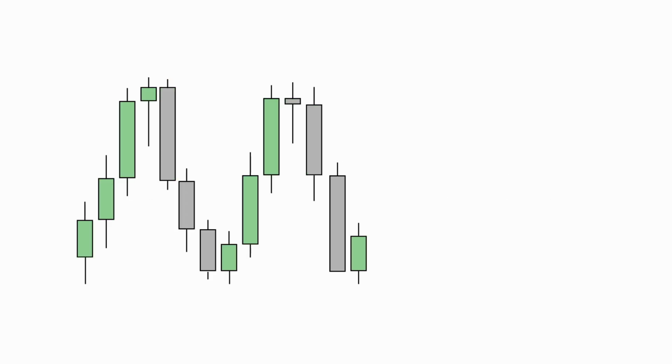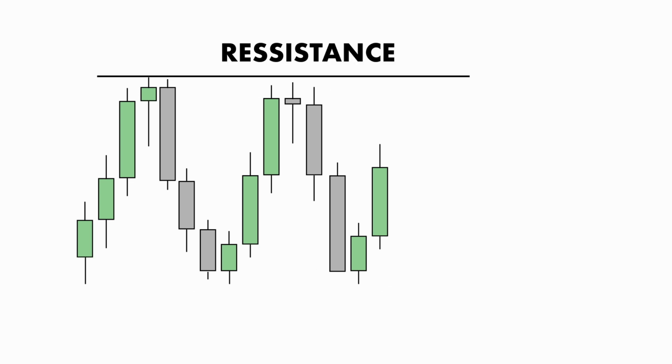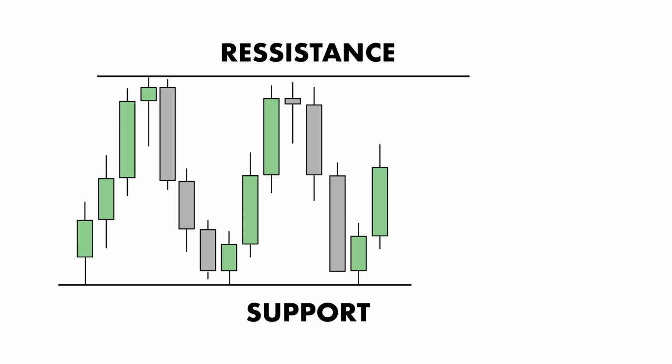Next comes relatively equal highs and lows. Relatively equal highs and lows are points on a chart where price forms similar highs or lows, creating the illusion of strong resistance or support. For example, when price touches the same high level multiple times, traders see it as resistance and expect a reversal. The same goes for equal lows acting as support.